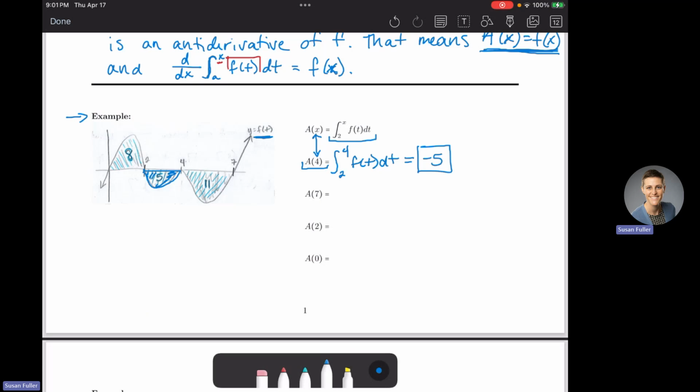All right, how about A of 7? A of 7, again, this says x equals 7 here.